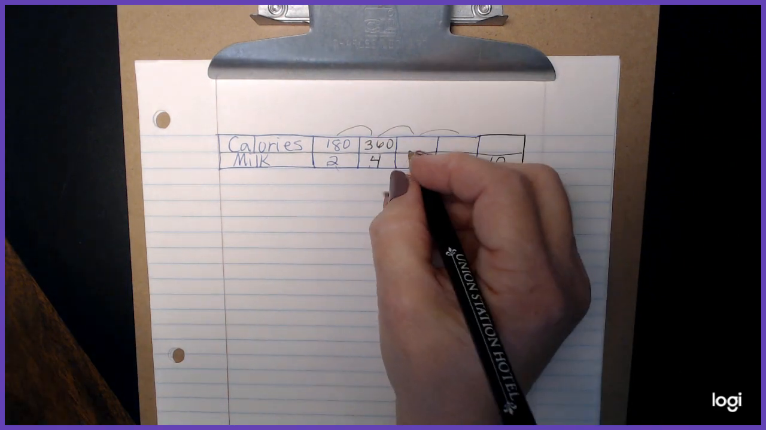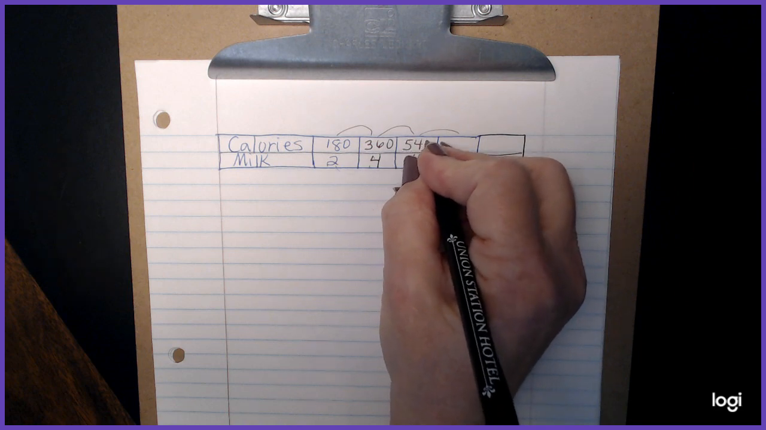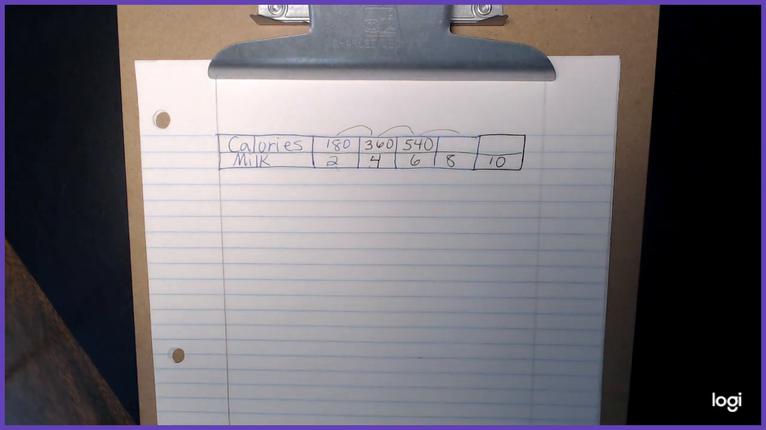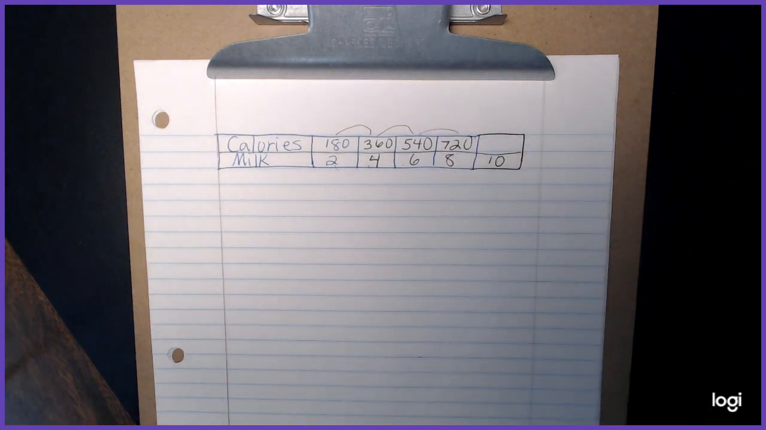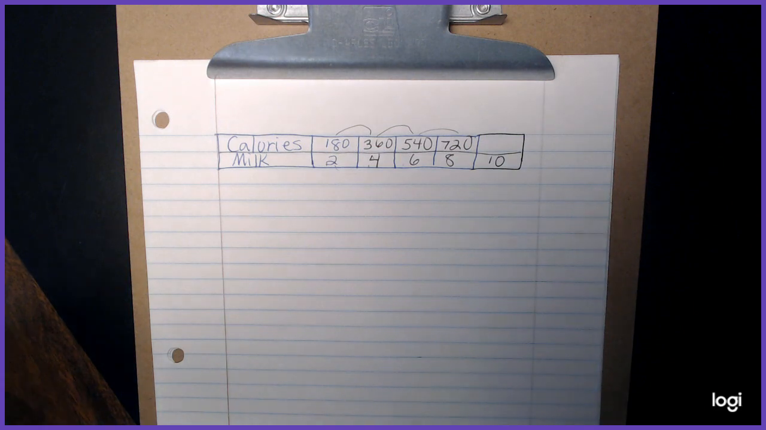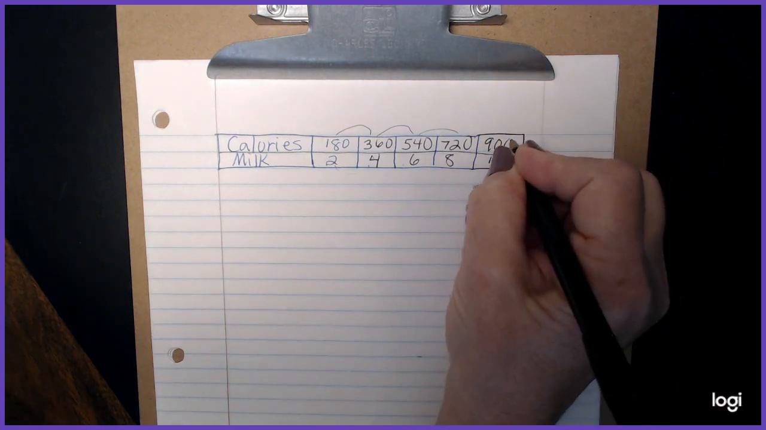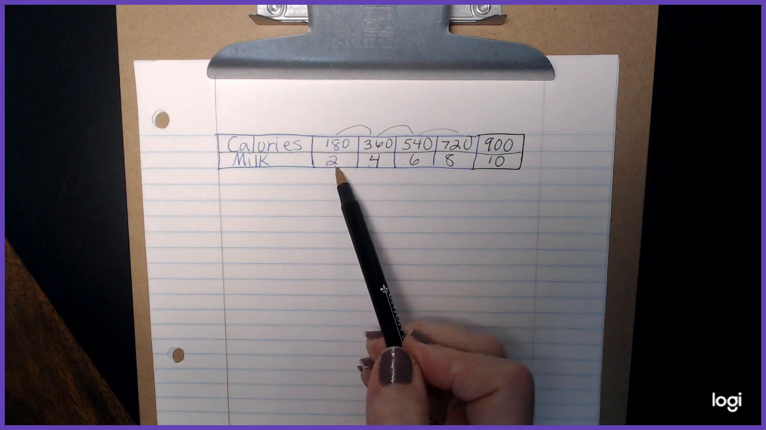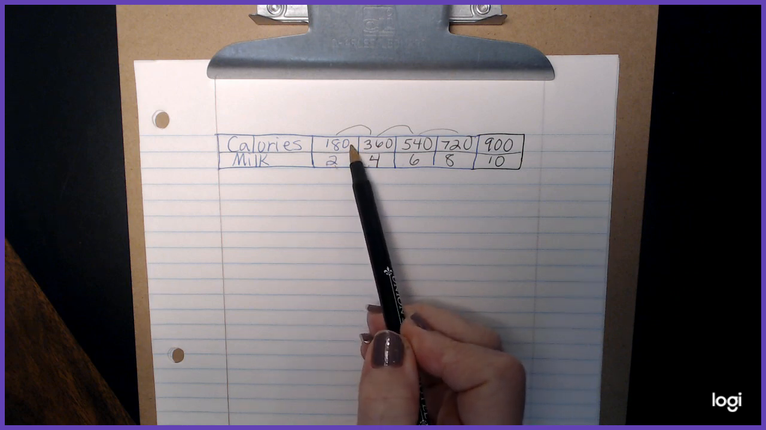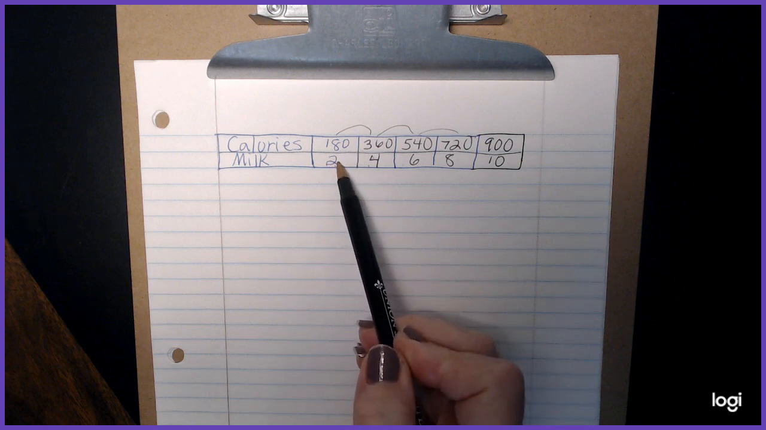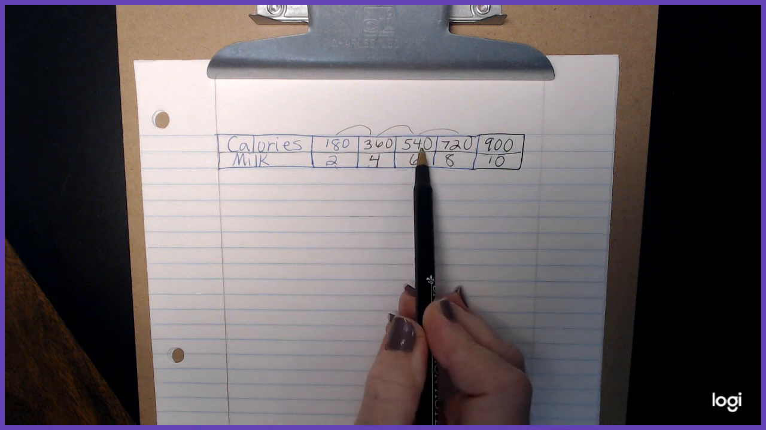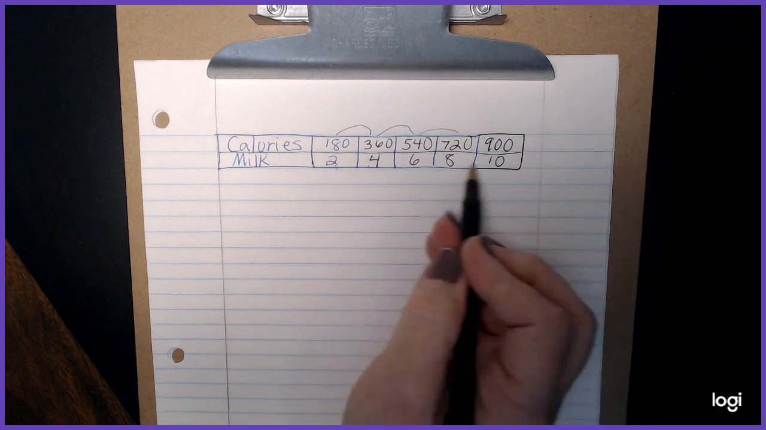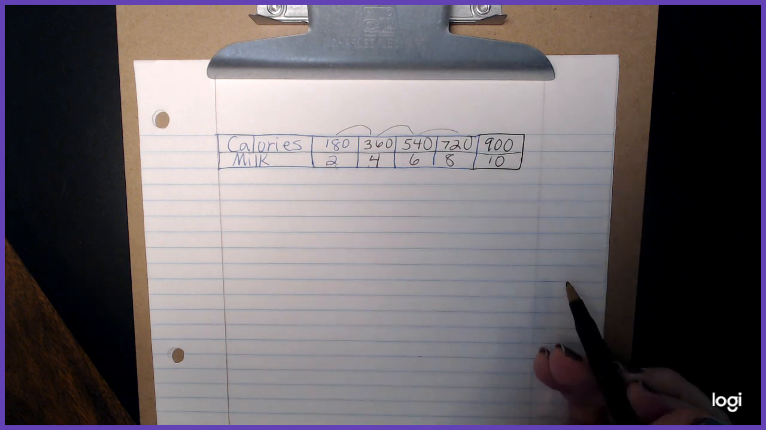So our first one here would be 540. And then if I take 540 and add another 180, we're going to have 720. And then if we add 180 one more time, we're going to have 900. So you can see here we have 2 cups of milk is 180 calories. If I double that, I can make an equivalent ratio of 4 to 360, 6 to 540. All of these are considered equivalent ratios.